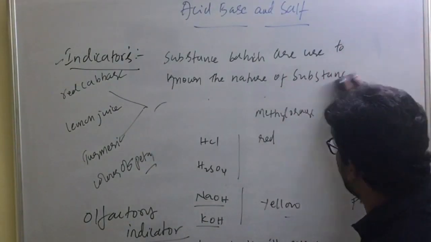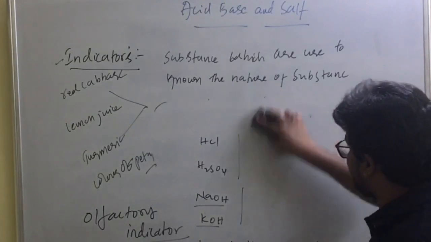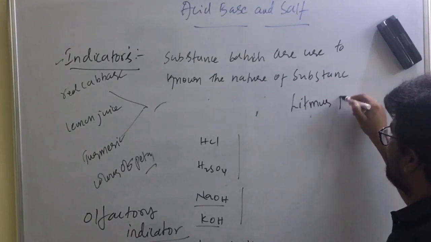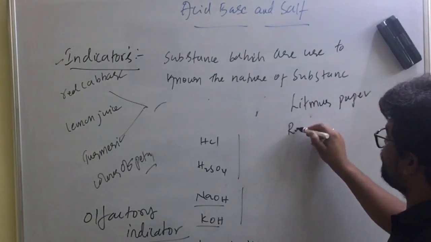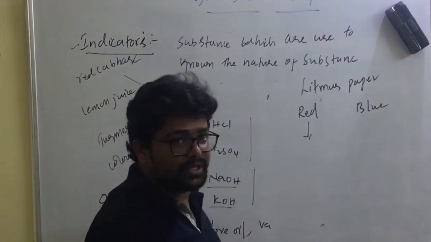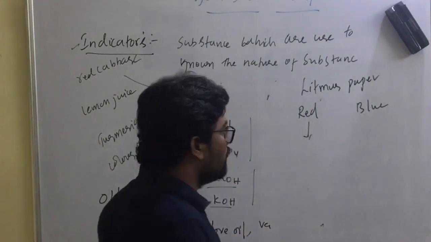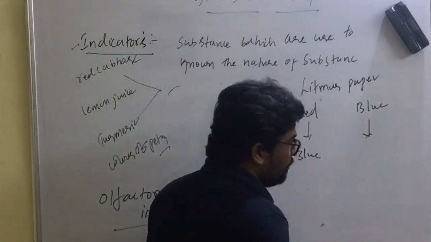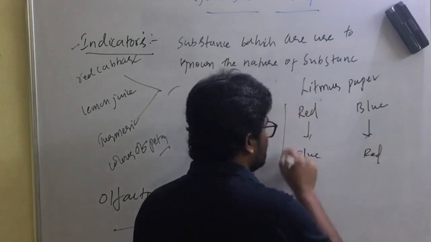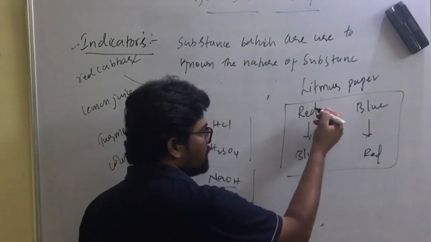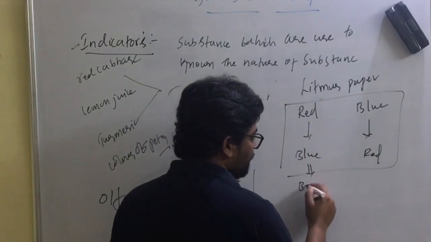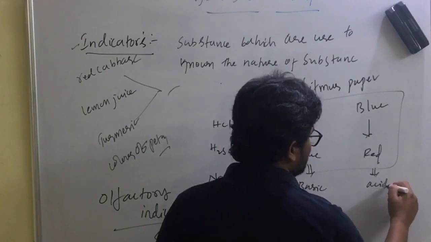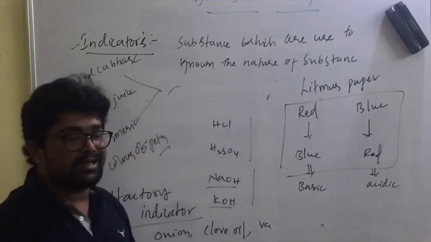So one more we have, a color change indicator like litmus paper. How do we identify with the help of litmus paper? We have two litmus papers which we generally use, red and blue. When the solution is basic, red litmus changes to blue in color. When the solution is acidic, blue litmus paper changes to red in color. If red litmus paper is turning into blue, then we call it a basic substance. If blue litmus changes to red, we call it an acidic substance. So these are about indicators.